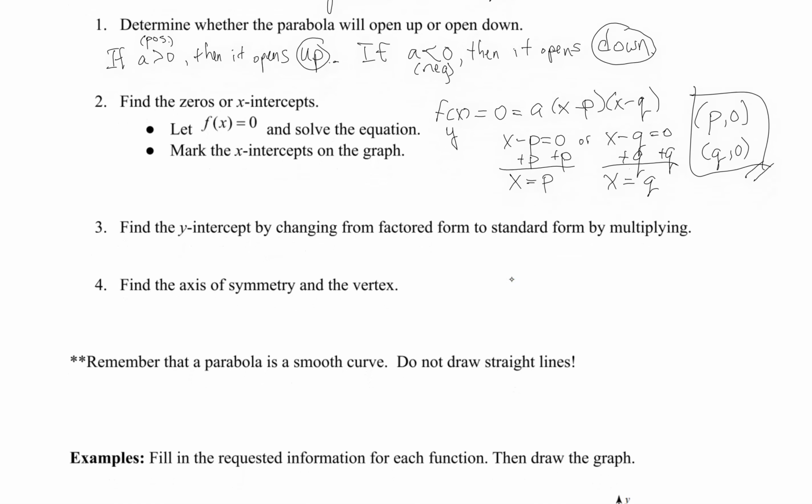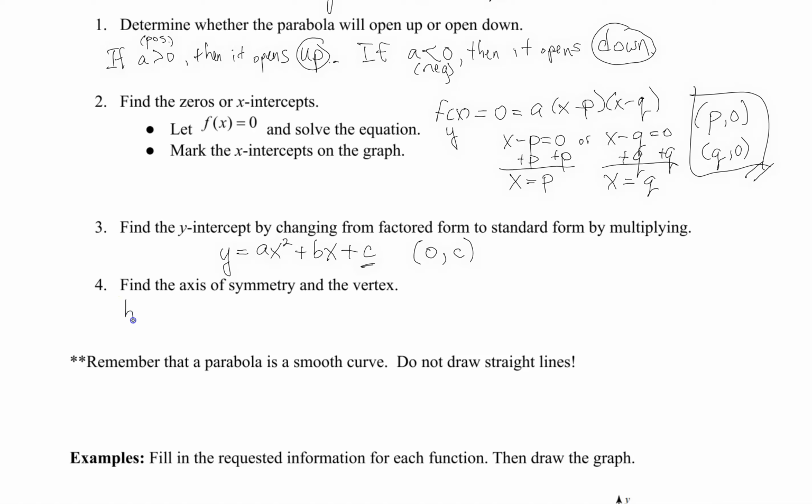Find the y-intercept by changing from factored form to standard form by multiplying. We'll do that again as an example, but just to remind you, that's going to come out when we multiply it to y equals ax squared plus bx plus c. And the y-intercept then would be the point (0, c), whatever that last number would be.